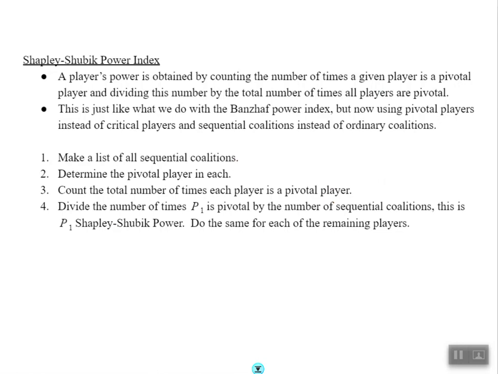So here are the steps. You want to list out all of the sequential coalitions, determine the pivotal player, count the number of times that each player is pivotal, and then divide the number of times player 1 is pivotal by the number of sequential coalitions, and that will give you the Shapley-Shubik Power Index for player 1. You continue doing this for all of the players.